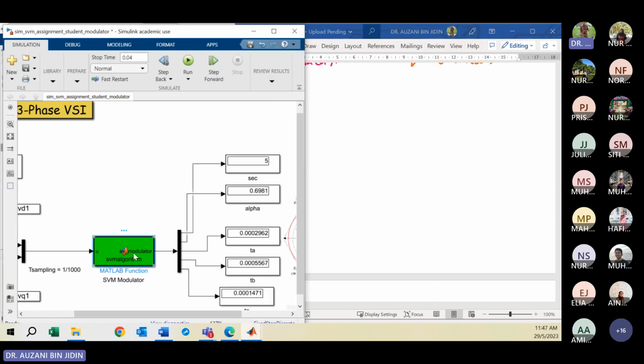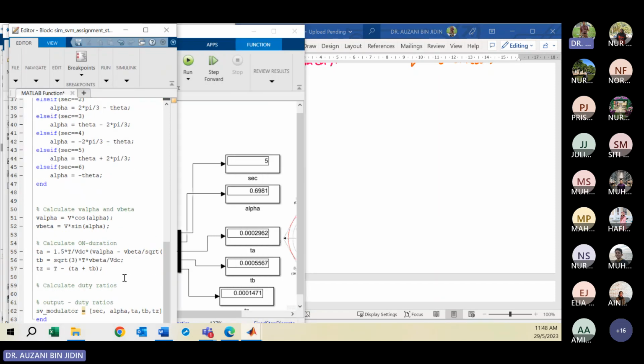Okay, the last step, you need to calculate the duty ratio. This one I will not discuss in class because this is an assignment. Assignment should be done by students on your own, based on your logical thinking and your skill in how to completely design the model.